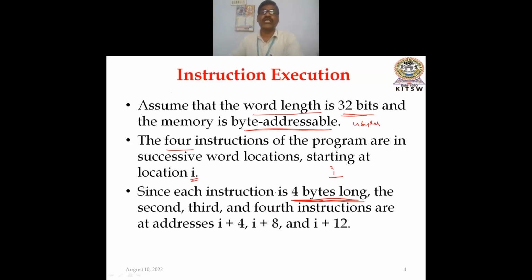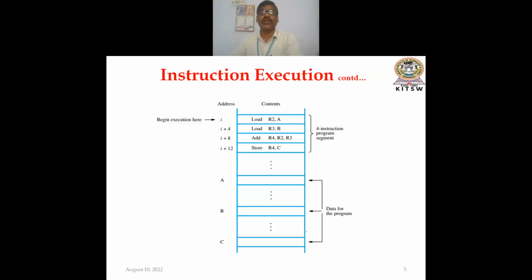So the first instruction is loaded at the ith location, the second at I plus 4, the third at I plus 8, and the fourth instruction at I plus 12. Please try to understand these four instructions pertaining to our program segment, which performs the calculation C assigned A plus the contents of B. We assume the first instruction is loaded at the ith location, and because every word has 4 bytes, 32 bits, this is I.